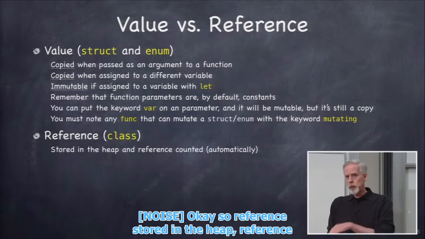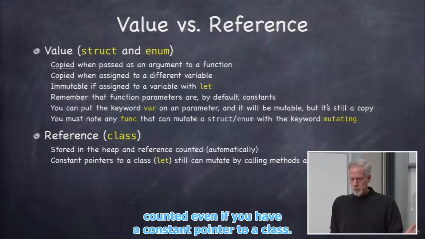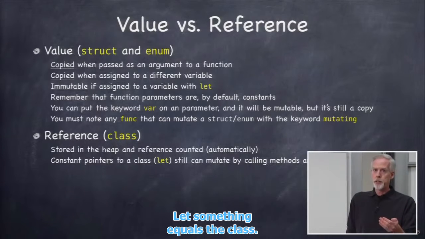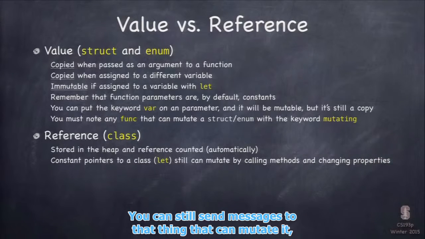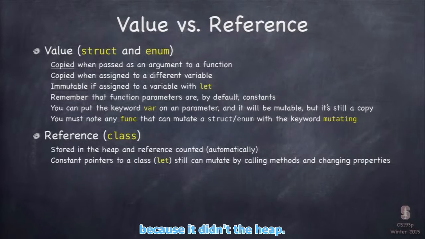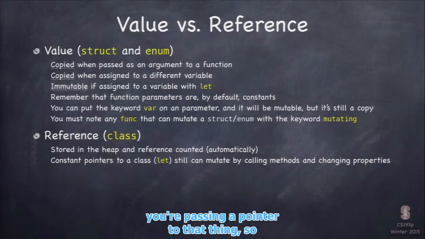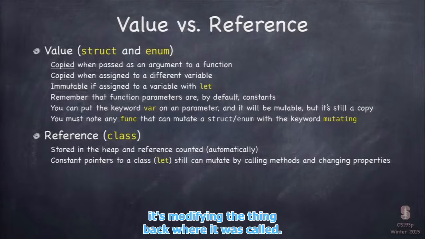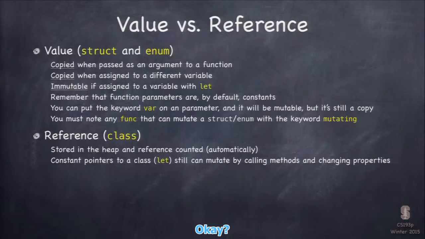So a reference type is stored in the heap and reference counted. Even if you have a constant pointer to a class, let something equal the class, you can still send messages to that thing that can mutate it because it's in the heap. You have a pointer to it. And when you pass it to a function, you're passing a pointer to that thing. So if the function modifies it, it's modifying the thing back where it was called.